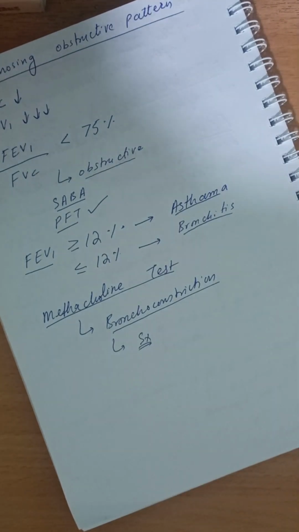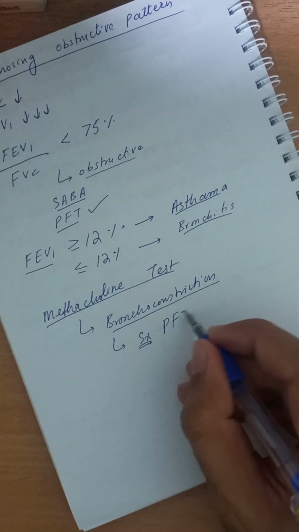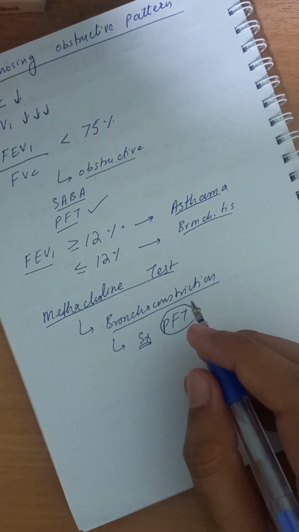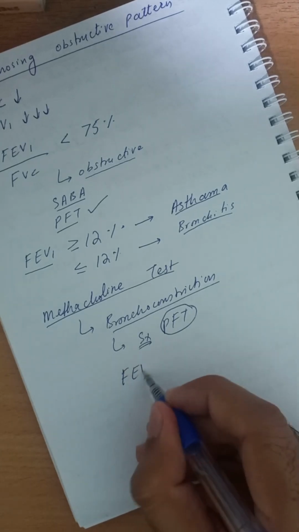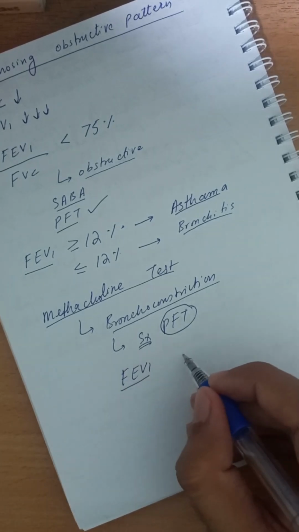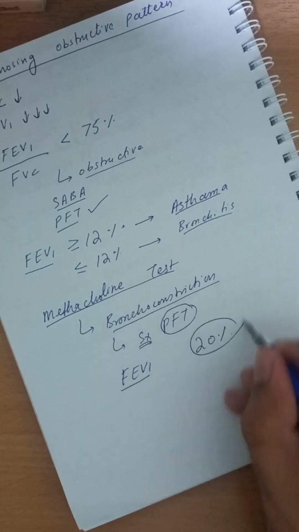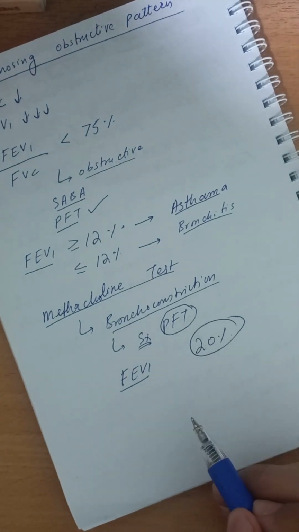Now, once the patient becomes symptomatic, you perform PFT or spirometry again. After performing PFT or spirometry, if the FEV1, which is forced expiratory volume during 1 second, drops 20% than the original value, right? What does it mean by 20% than the original value?